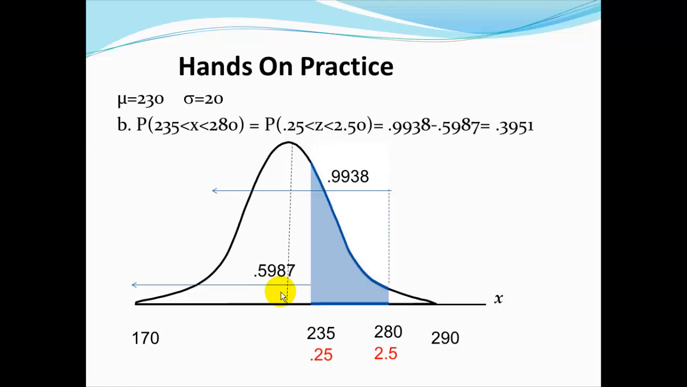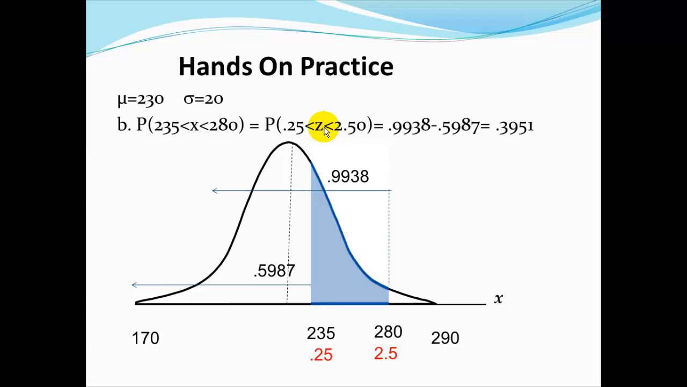For part B, you should have started by stating this problem in terms of x and then restating the problem in terms of its corresponding z-scores. The z-score for 235 for this problem is 0.25 and the z-score for 280 is 2.5. Therefore, our problem can be restated as the probability that z is between 0.25 and 2.50.